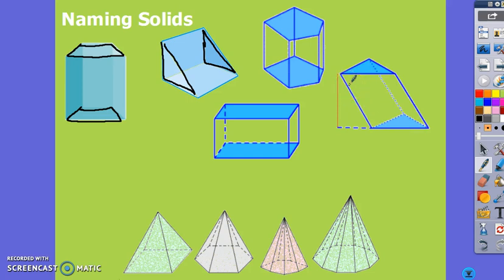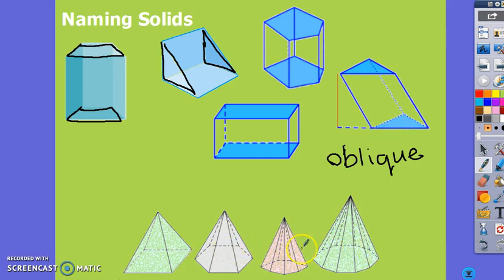They call that oblique. The rest of these are standing up straight at right angles, so these are all right prisms. This one's an oblique prism. Oblique just kind of means standing over in a slanted sort of way, not at right angles.